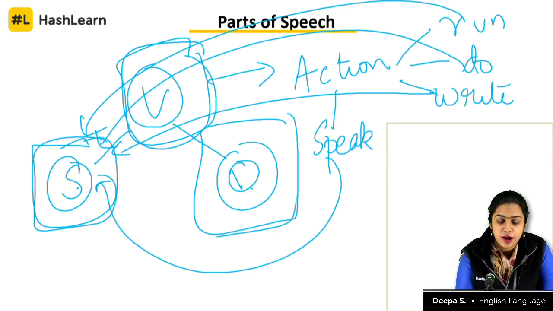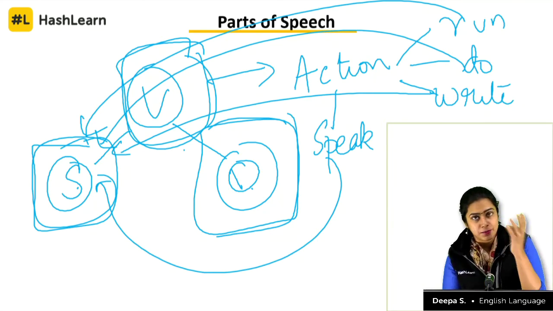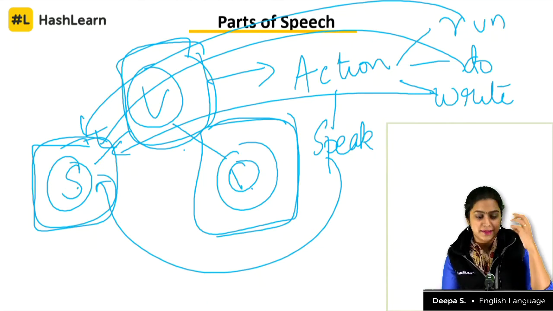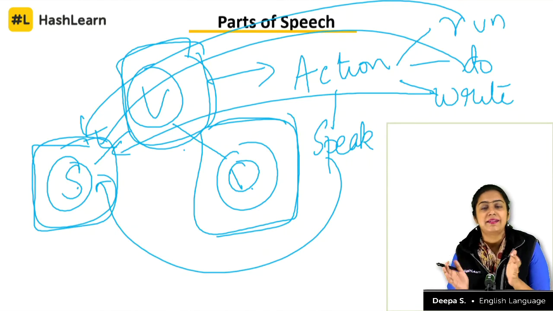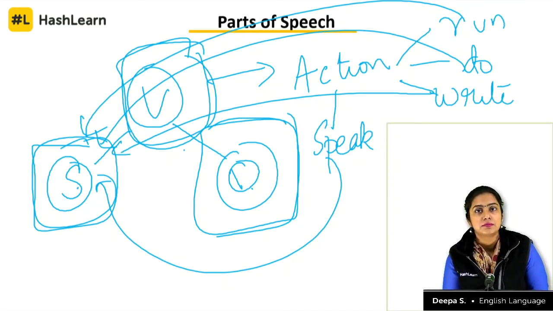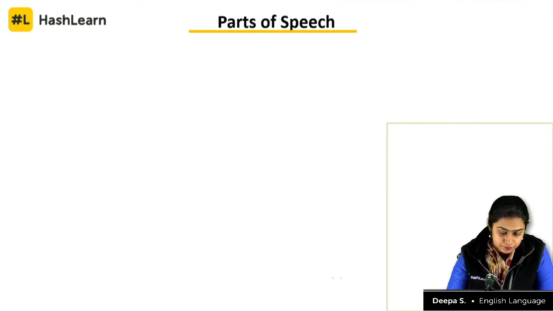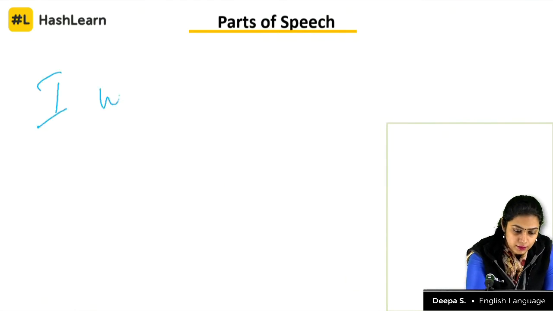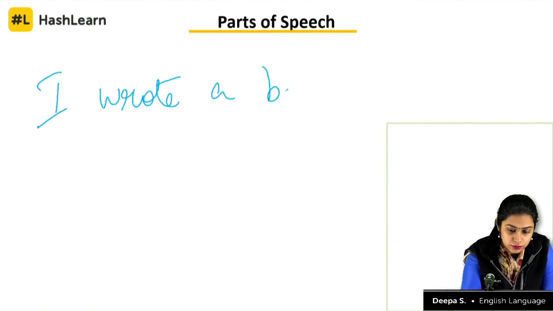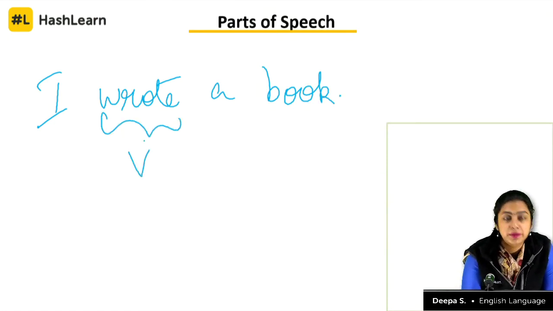Now the object, what is the object? It is where the action happens. So the subject is whoever does the action. The object is where the action happens. For example, I wrote a book. Now the verb here, I'll write it down for you. I wrote a book. This is the verb, there is no confusion here. A book.